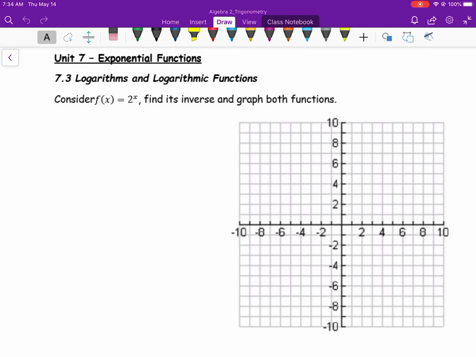Good morning, campers. Today we are continuing Unit 7. We are doing 7.3 logarithms and logarithmic functions.